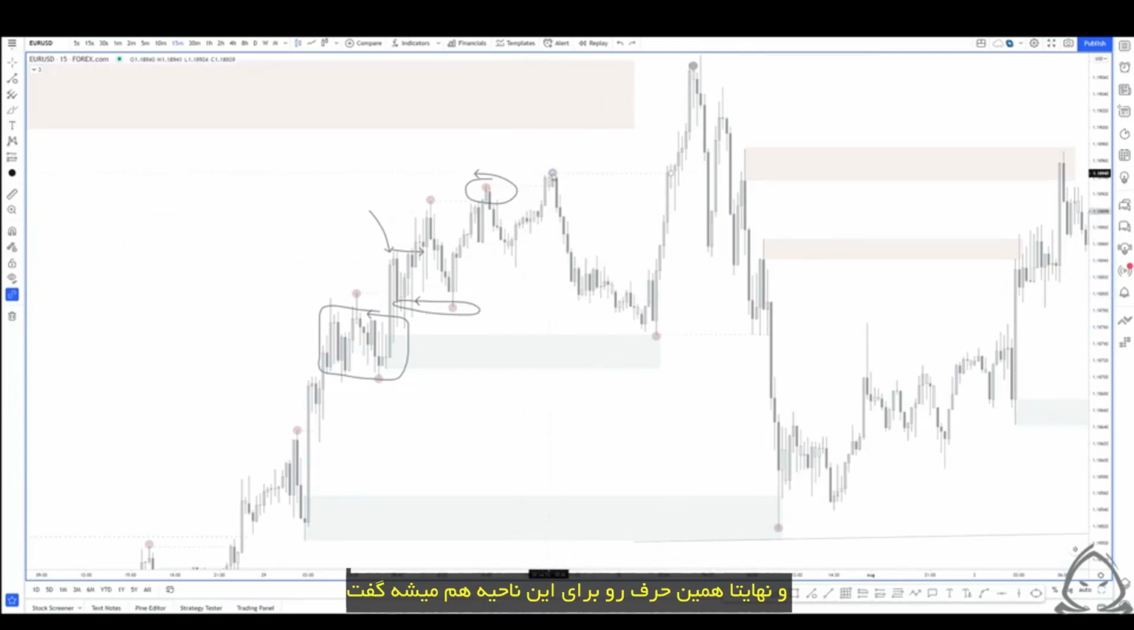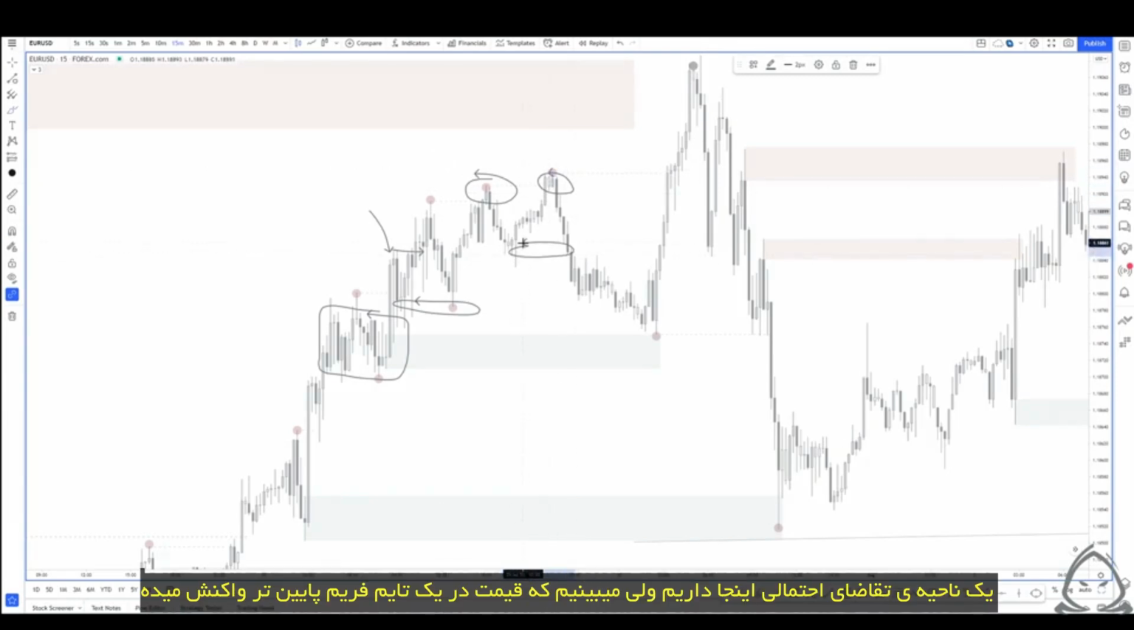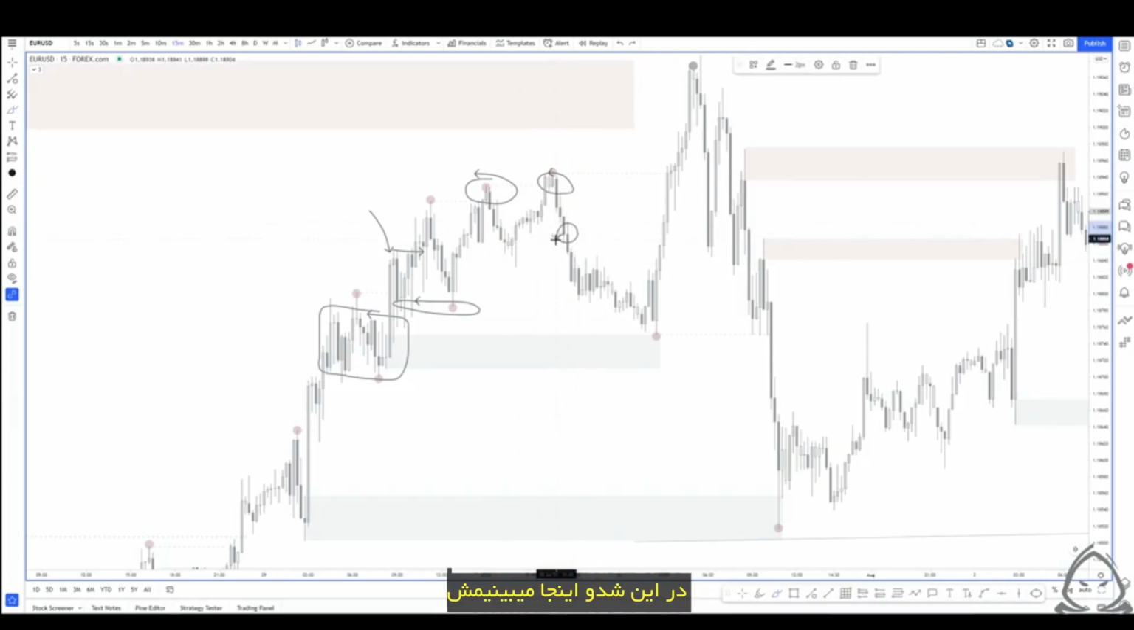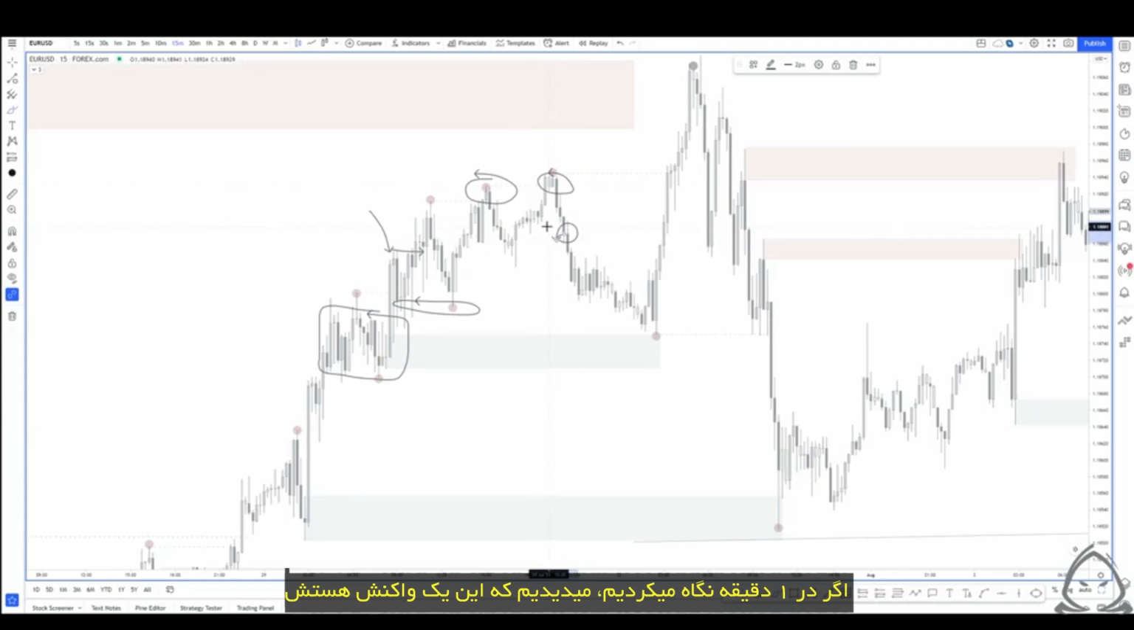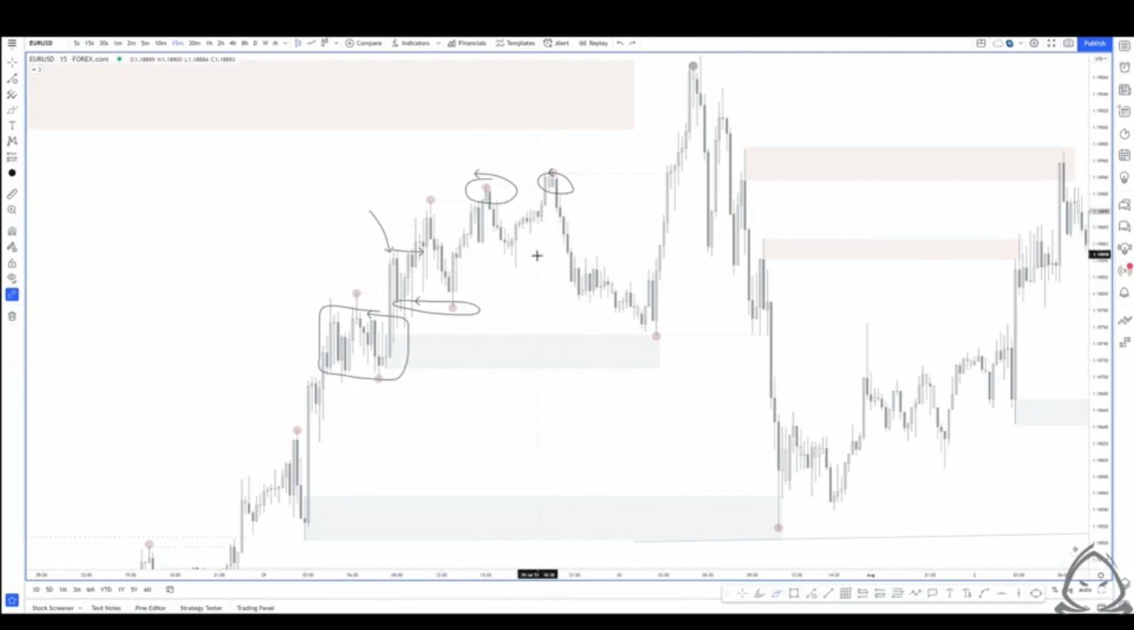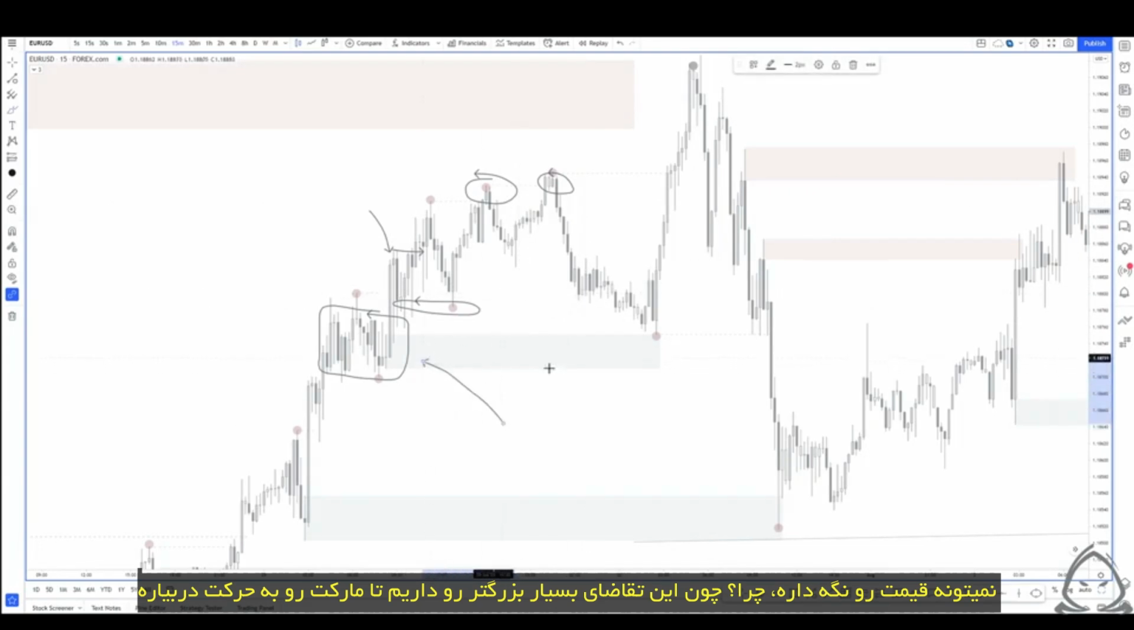And then finally, the same can be said for this area. Yes, we do break structure. Yes, we do have a potential demand zone here. But what we can see is price reacts on a very low time frame, as we can see in this wick right here. If we were to look on the 1 minute time frame, we would be able to see that this is a reaction, a very small one. Price moves to the upside and then continues falling down. We test this next demand, it does not hold. Why? Because we have this much larger demand zone to help propel the market.